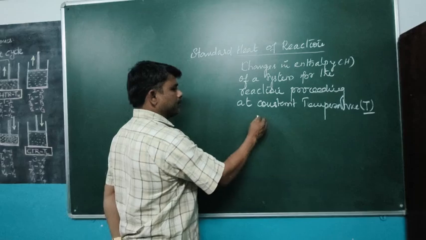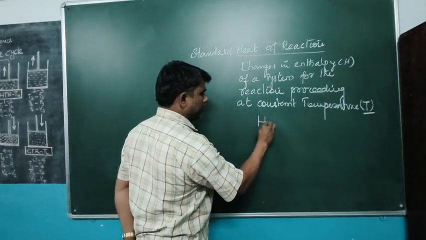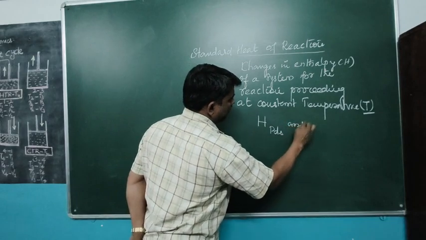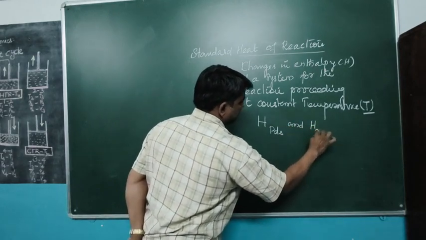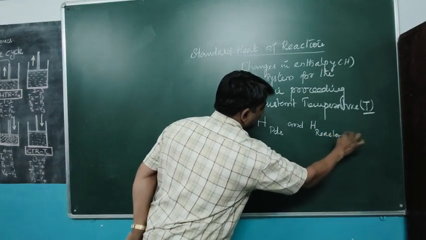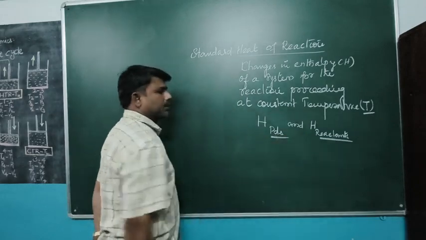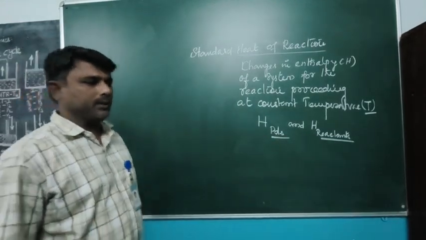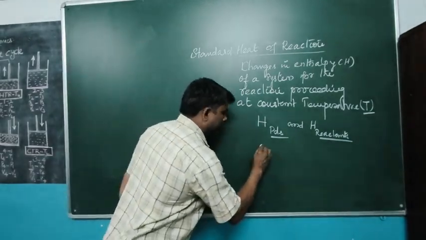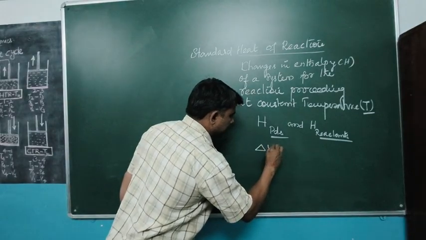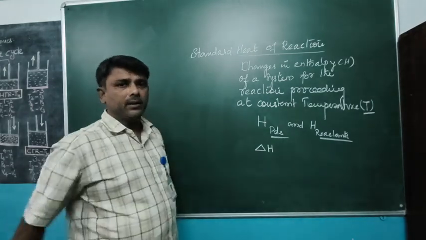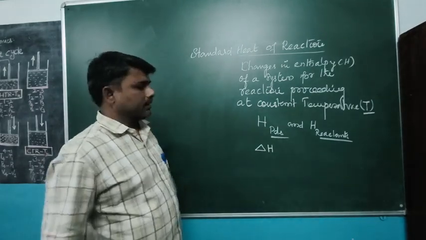It is the difference between the enthalpy of products and the enthalpy of reactants. The conventional notation for heat of reaction is del H. H stands for enthalpy, del stands for change in enthalpy.